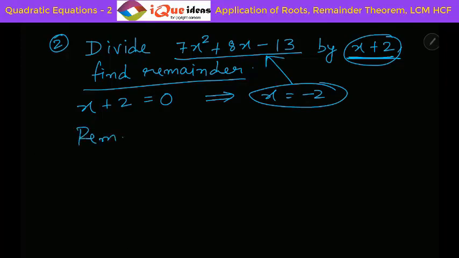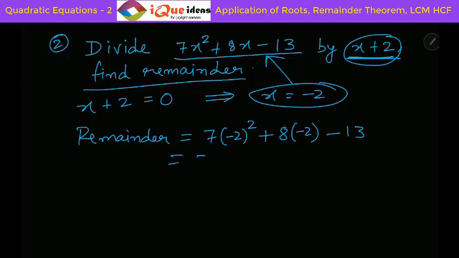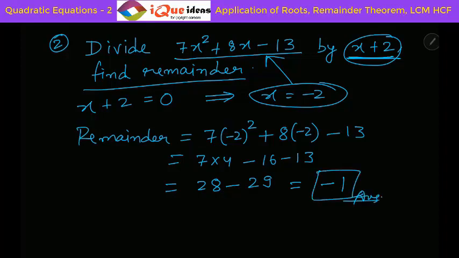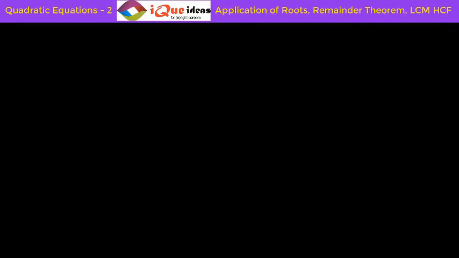The required remainder will straight away be equal to 7x squared plus 8x minus 13, in which we put x equal to minus 2. So it is 7 into minus 2 squared plus 8 into minus 2 minus 13. Minus 2 squared is plus 4, so 7 into 4 is 28. 8 into minus 2 is minus 16, minus 13. So 28 minus 29 is equal to minus 1. So the answer of this question is simply minus 1. That means when this expression is divided by x plus 2, the remainder is minus 1.